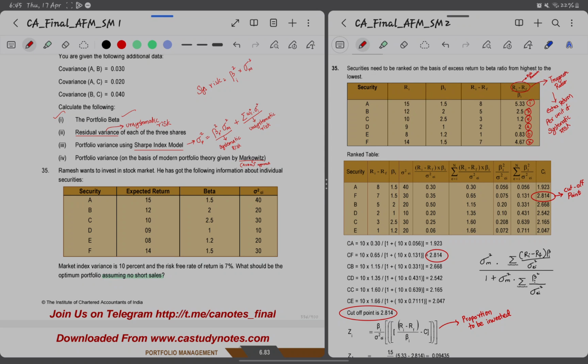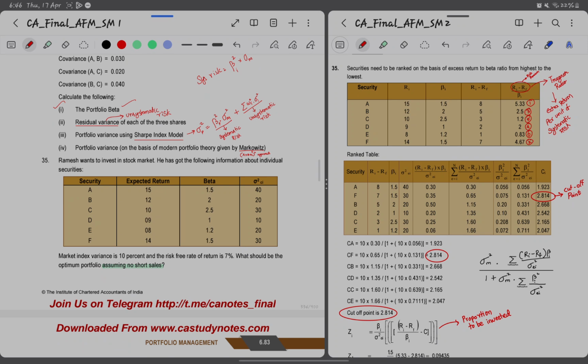Practical question 35. Ramesh wants to invest in the stock market. He has the following information about individual securities. Securities A to F are given, along with expected return and beta. Along with that, unsystematic risk is given. Market index variance is 10% and the risk-free rate of return is 7%. What should be the optimum portfolio assuming no short sales?